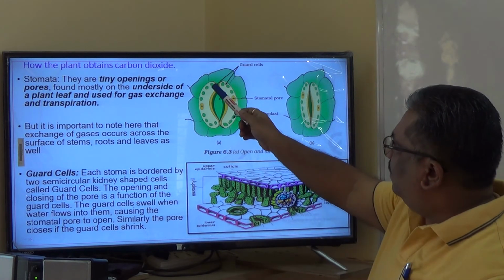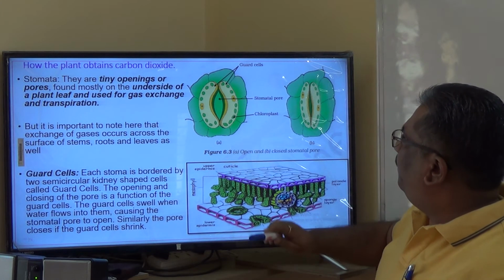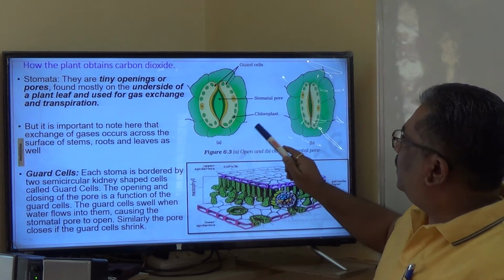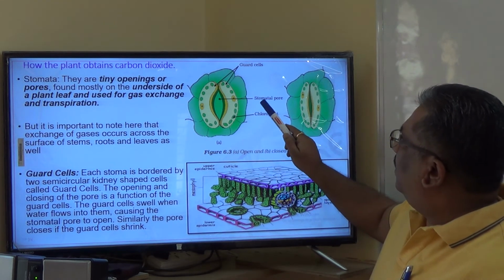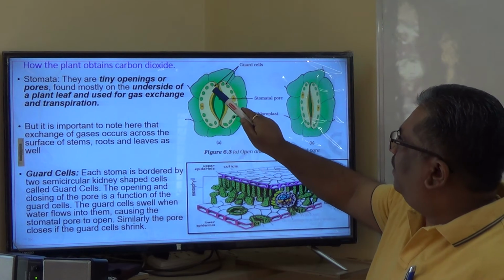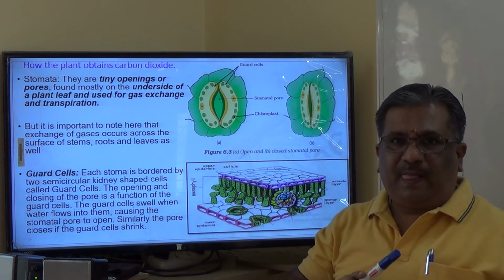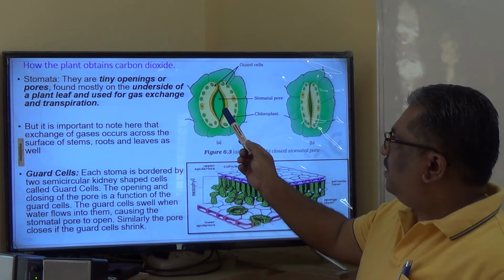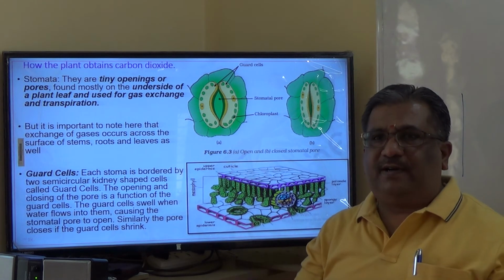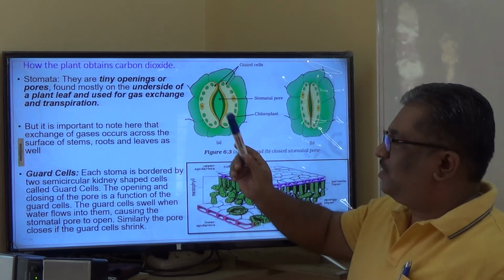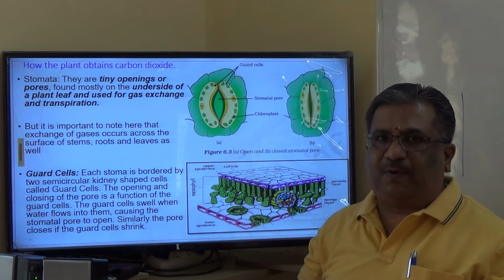What are guard cells? You can see here, these are the guard cells basically, and these guard cells also contain chloroplasts and a nucleus. The shape of these guard cells is basically kidney shaped, isn't it? Two kidney-shaped guard cells surround the stomatal pore. How do these guard cells open and close the stomatal pores?